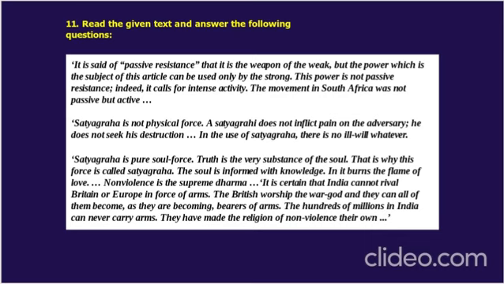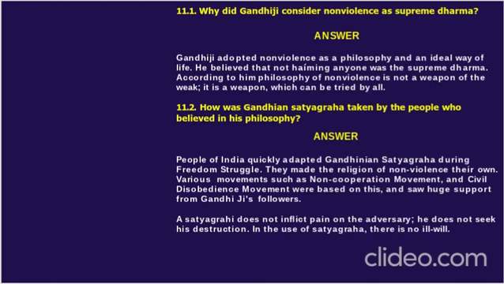Now what's happening in this context is, we are getting to know about Satyagraha. In India, people used to follow Satyagraha, and for Gandhiji, Satyagraha, non-violence, was the supreme dharma. In Europe, the British worship the war god, meaning they follow war, arms, and destruction. But Indians follow their own religion of non-violence. Now, based on this, we have questions.